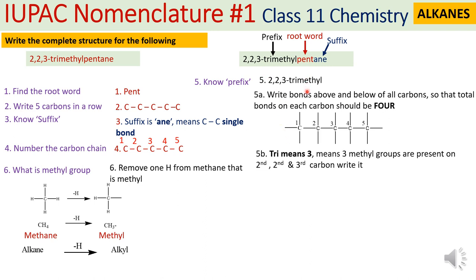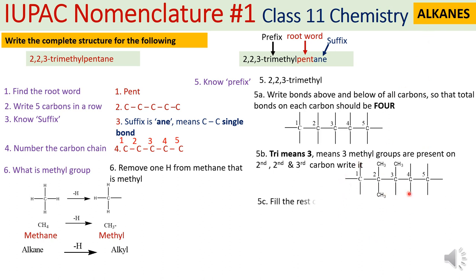After writing this, I have to accommodate the methyl groups. Tri stands for 3, so 3 methyl groups are there, which means these 3 methyl groups are present on the 2nd, again on the 2nd, and on the 3rd carbon of the alkane, that is pentane. So you have to write one methyl on the 2nd carbon, another methyl on the 2nd, and another methyl on the 3rd carbon. This is the structure of 2,2,3-trimethylpentane. Of course, this has accommodated the root word, the basic skeleton. Now the remaining vacant positions are to be filled with hydrogen.